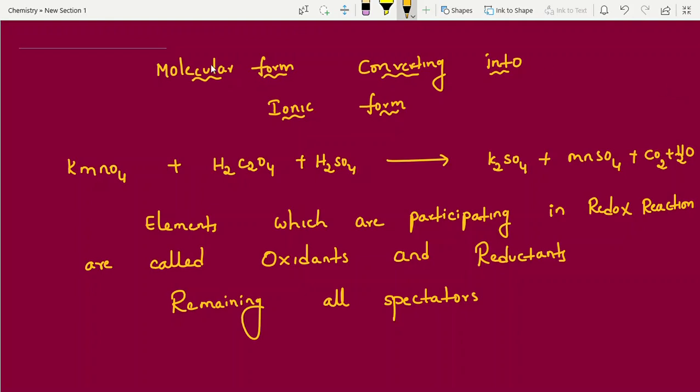So see students, I have taken one equation here. This is one of the equations we frequently see in examinations: KMnO4, potassium permanganate, and this is oxalic acid. In presence of acidic medium, it is converting into K2SO4, potassium sulfate, manganese sulfate, carbon dioxide and water. What is this compound name? Oxalic acid. Okay. And this is potassium permanganate.